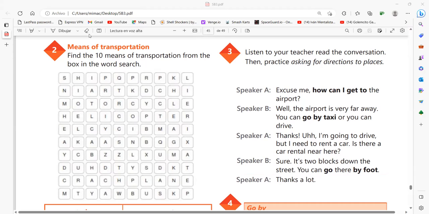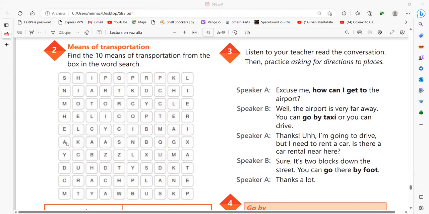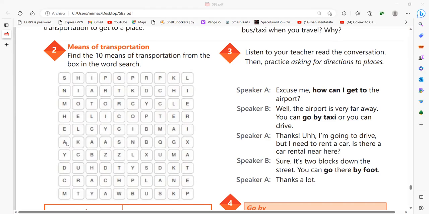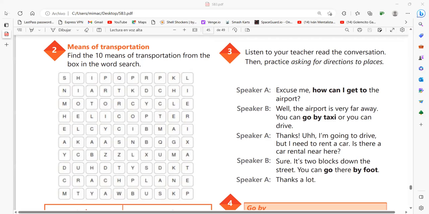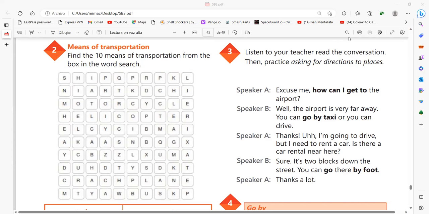Excuse me, how can I get to the airport? Well, the airport is very far away. You can go by taxi or you can drive. Thanks. Oh, I am going to drive, but I need to rent a car. Is there a car rental near here? Sure. It's two blocks down the street. You can go there by foot. Thanks a lot. Okay. Finish. Excellent. Thanks a lot.